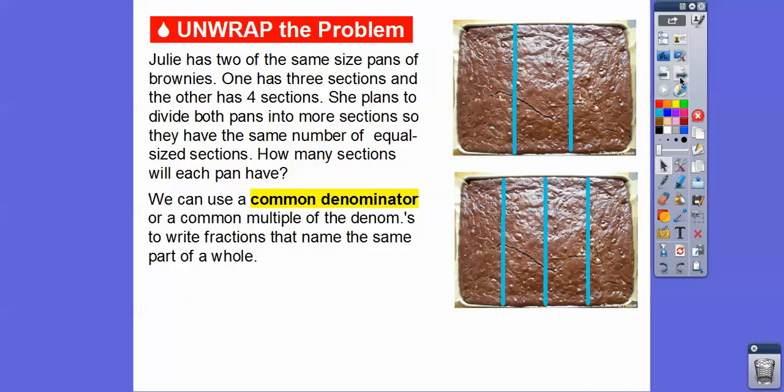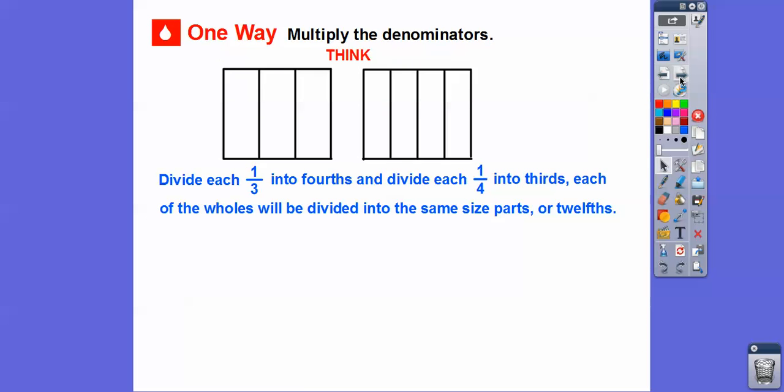Okay, so we can use what's called a common denominator, or in this case a common multiple of the denominators, to write fractions that name the same parts of a whole right here. Okay, so we're just going to cut these pans up and get the same size pieces. So here we're going to divide each of the third size into fourths.